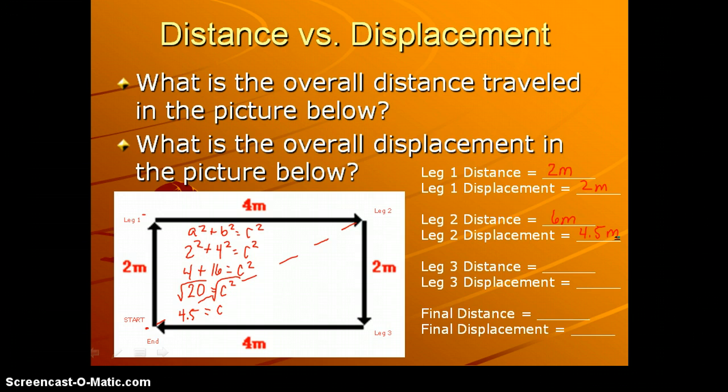The leg 3 distance, we go from leg 1, 2, plus 4, plus 2. So at this point we are at 8 meters traveled in distance. And displacement from point A to point B is only 4 meters. You can see how they are different here. Our final distance is going to be taking leg 4 into account. So we have 8 plus 4, which gives us 12 meters. But our displacement is the start and the end are at the same place, so our displacement is actually 0 meters.